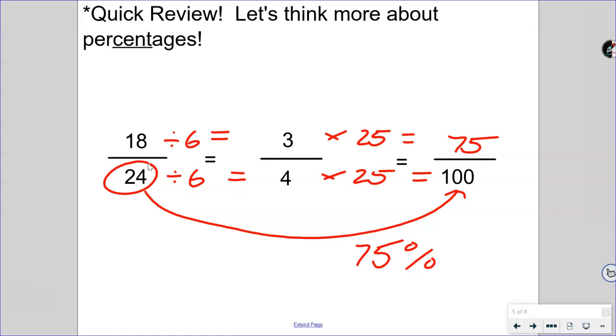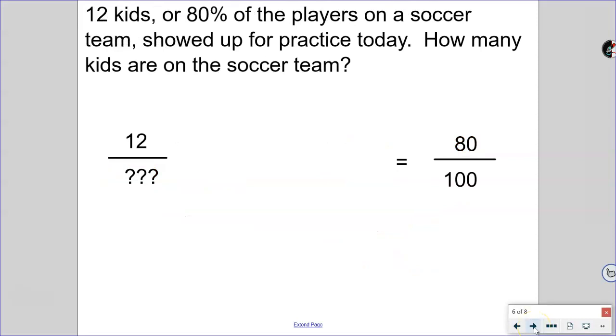So now let's actually get to something new. This problem says that 12 kids, or 80% of the players on a soccer team, showed up for practice today. How many kids are on the soccer team? So you see what I've already written down. I've written down an equation that more or less represents this problem, that 12 out of some number of kids is the same thing as 80%, or 80 hundredths.